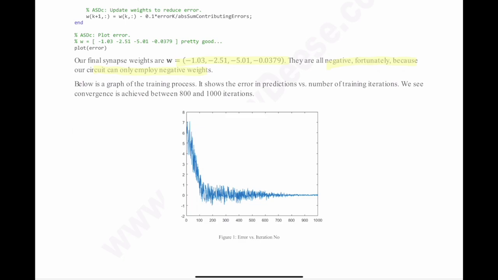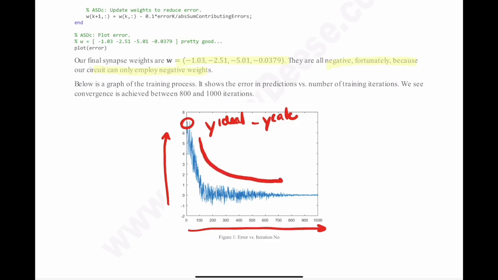Here we have a graph of the training process, where along the x-axis we have the iteration and along the y-axis we have the error. You can see the error starts out relatively high when the network is untrained, meaning that the difference between y ideal and y calculated is high. As our trained synapse weights get better and better, the error drops lower and lower, and right around here we expect to see convergence. Again, the idea is not to focus on the machine learning aspect, but just to focus on how functional and useful these types of circuits can be.